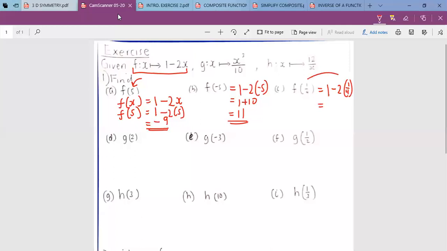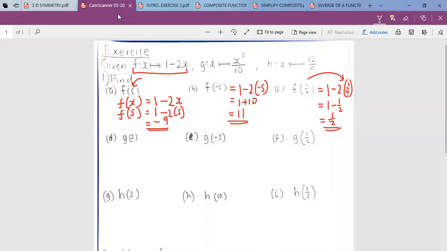Right, so in the place of x, I keep 1 over 4. So that will be a half, so 1 minus a half. And then my final answer will be a half. So that's how we use the function f.